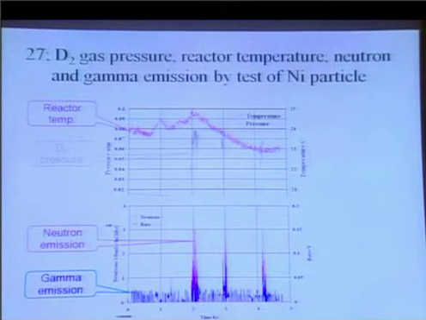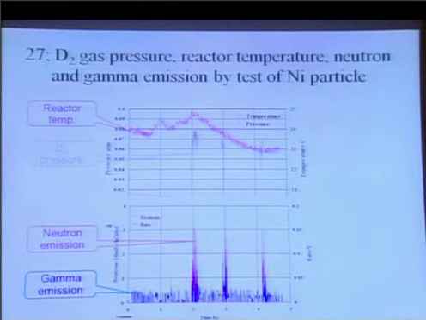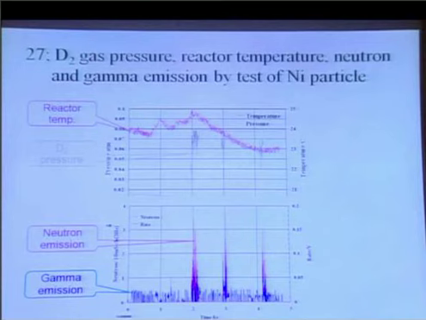The upper graph shows the time change of reactor temperature and gas pressure. This is gas pressure. This actually is the temperature. You can see that the temperature was almost stable, but gas pressure was changing, although it had been kept constant.